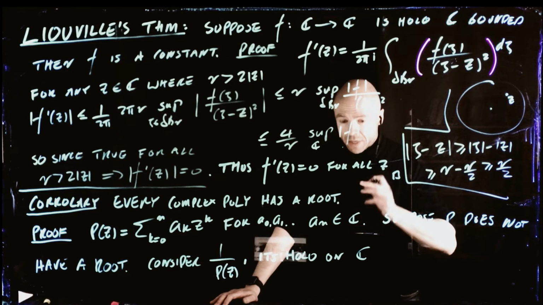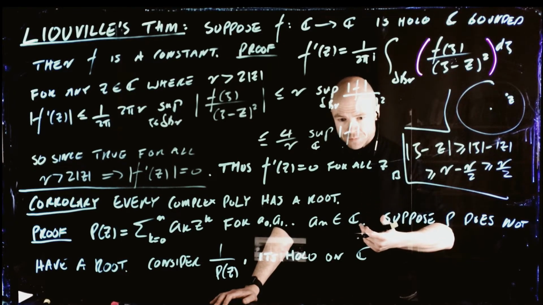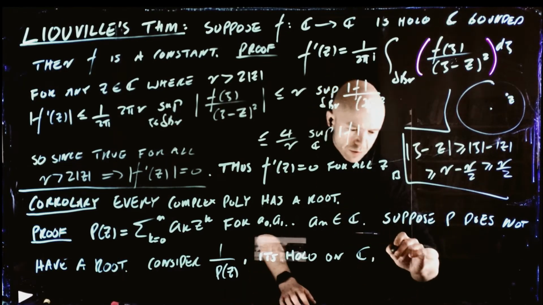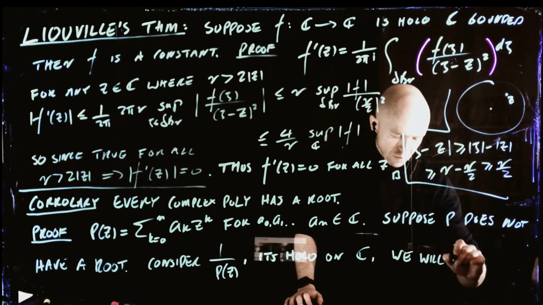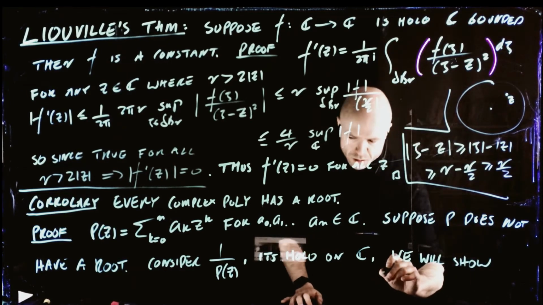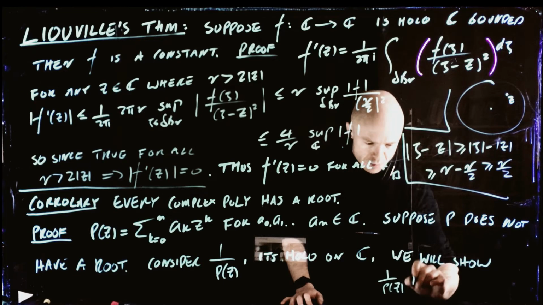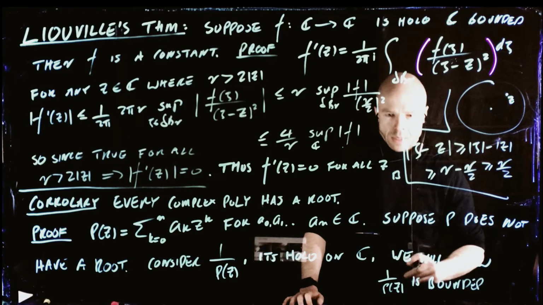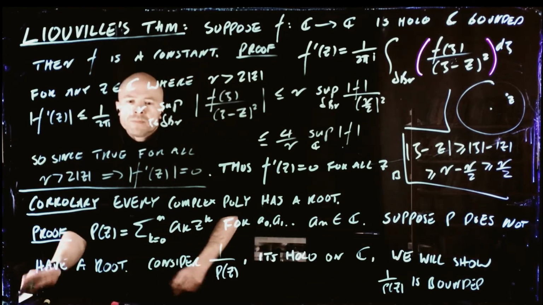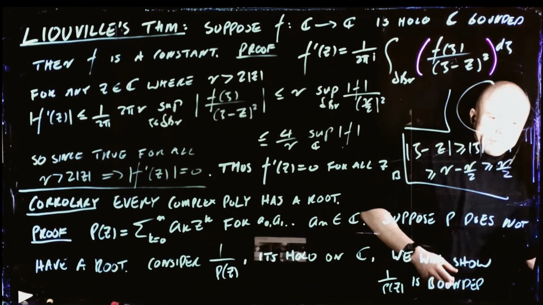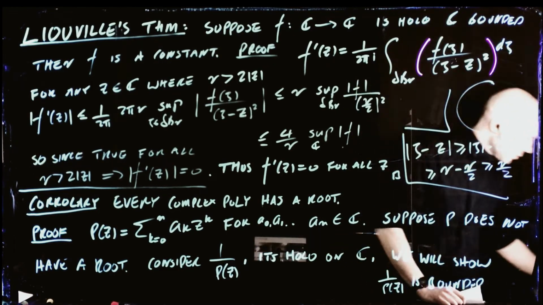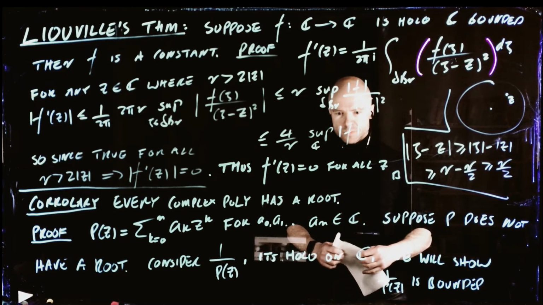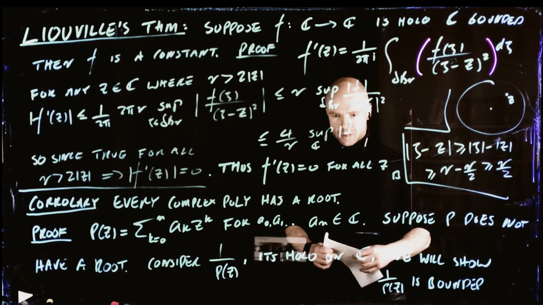So it's holomorphic, and we're going to try and show that it's bounded. Actually, we're going to succeed in showing it's bounded. So we will show one over P of z is bounded. Okay, so I'm going to erase the board. While I do this, I want you to think about how we can show that it's bounded using the fact we're assuming that it doesn't actually have a root.